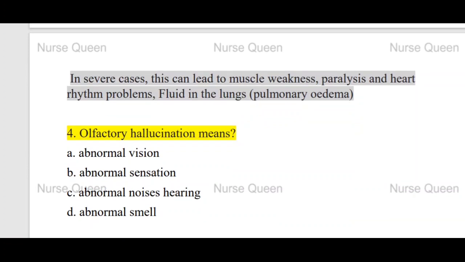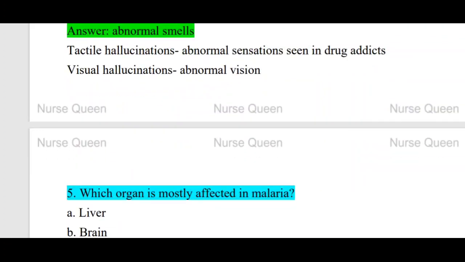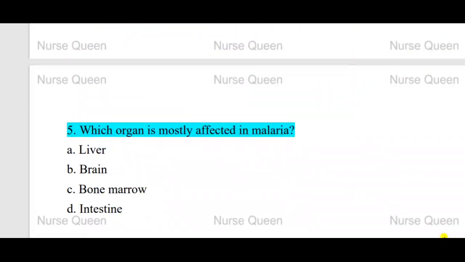edema. Next question: olfactory hallucination means abnormal vision, abnormal sensation, abnormal noises hearing, or abnormal smell. Olfactory hallucination means abnormal smell. Tactile hallucination is abnormal sensation. Patients complain of sensation, tactile hallucination, usually drug addict patients. Visual hallucination is abnormal vision.